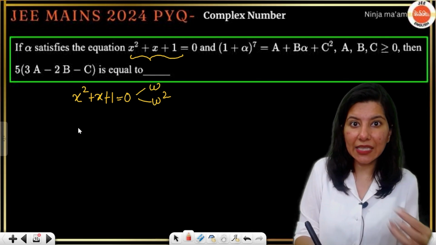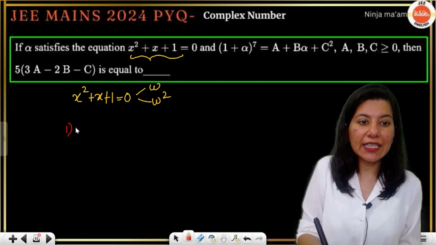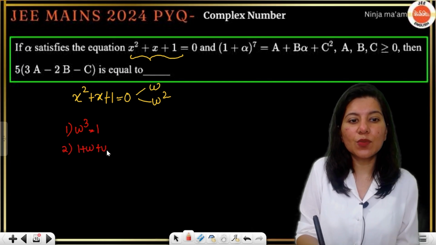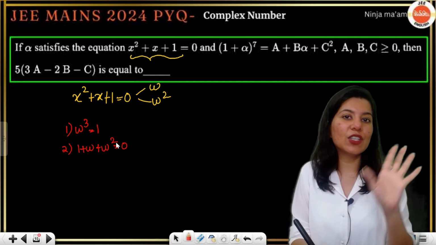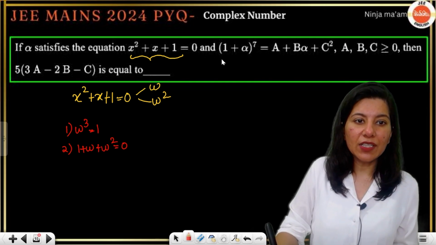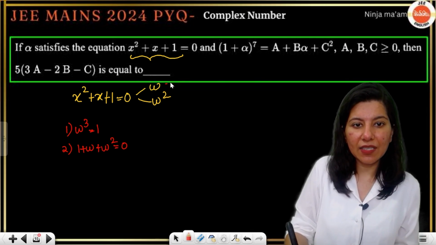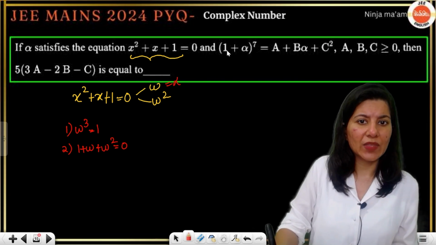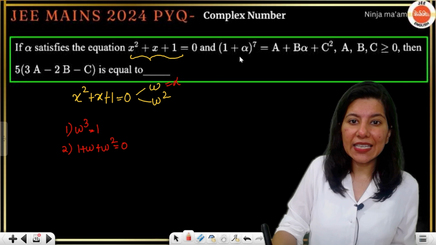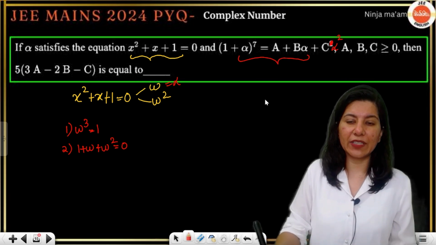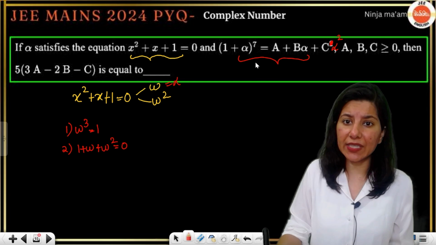We know certain things about omega. First thing is omega cube is 1. Second thing is 1 plus omega plus omega square is 0. Only two things we need to know about omega. Now alpha is either this or this. You take anything, you will get your answer. Now what they are asking is this equation. Sorry, this is C alpha square. They are asking about this.